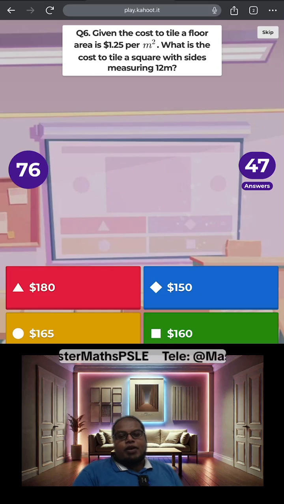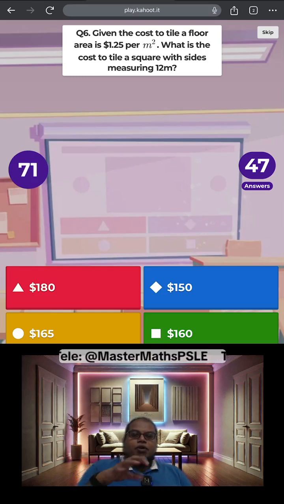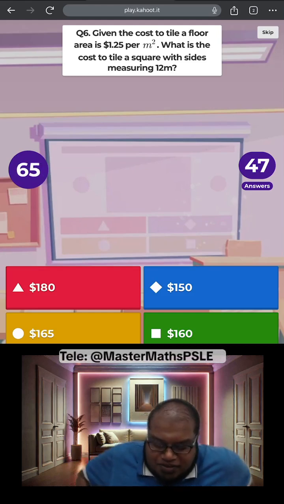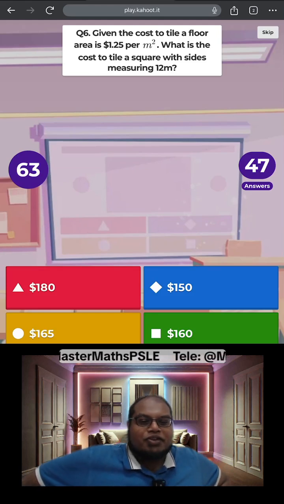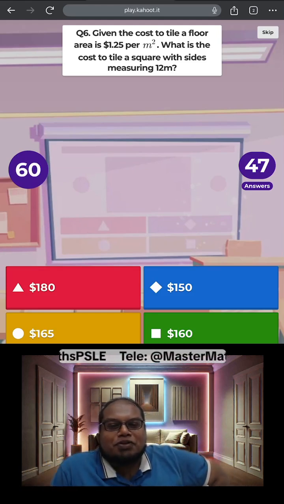Brown. Where do you find the brown option? Is it like a cheat code? You enter the cheat code, then a brown option comes out where it's confirmed correct, is it? Purple. Okay lah, there's purple on the screen lah. You can tap the purple on the screen.